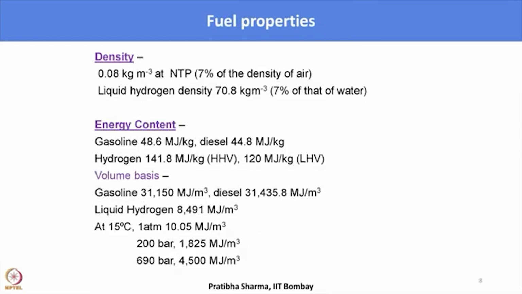The density of hydrogen is very low. Under density, we know that it depends on the temperature and pressure we are talking about. For hydrogen at NTP, this is 0.0899 kg per meter cube.